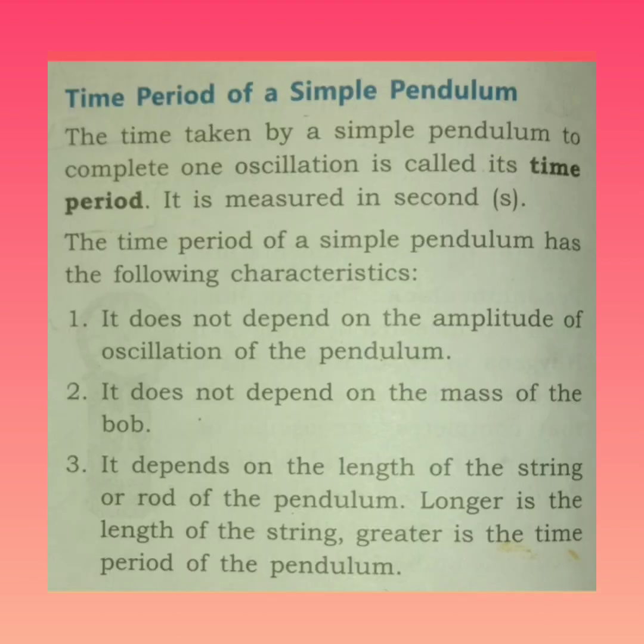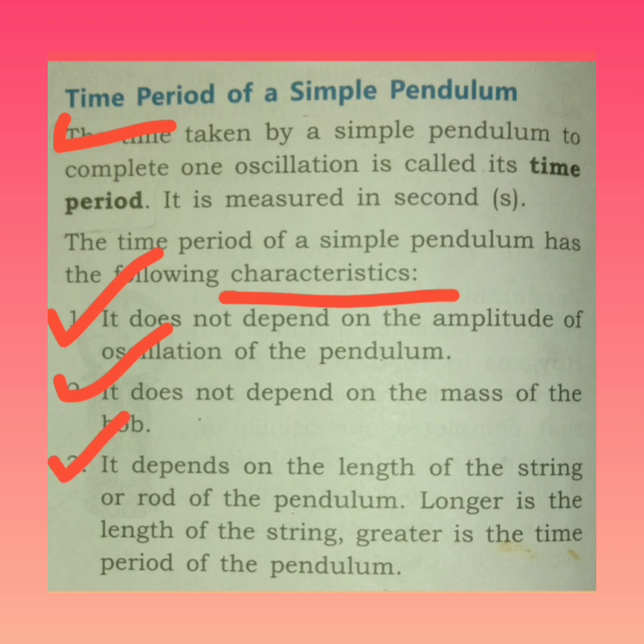Now, what is the time period of a simple pendulum? The time taken by a simple pendulum to complete one oscillation is called its time period, okay, and is measured in seconds, small s. Then what are the characteristics of a simple pendulum? First, it does not depend on the amplitude of oscillation of the pendulum. Second, it does not depend on the mass of the bob. Third, it only depends on the length of the string or the rod of the pendulum. Okay, the longer the length of the string, the greater the time period of the pendulum.